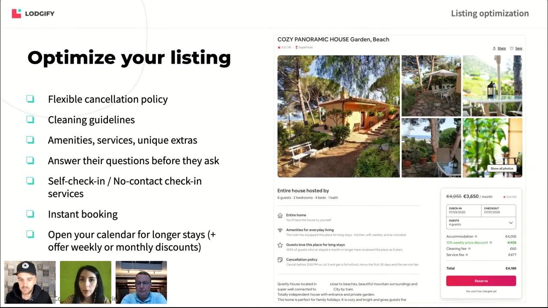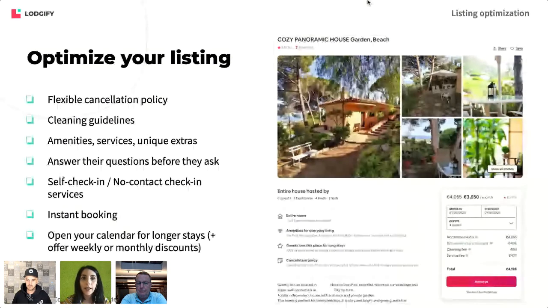You can see on my screen, I think, let me check. Yes, on the right side of the screen, you see there the weekly price discount, and it can be very appealing for the travelers.